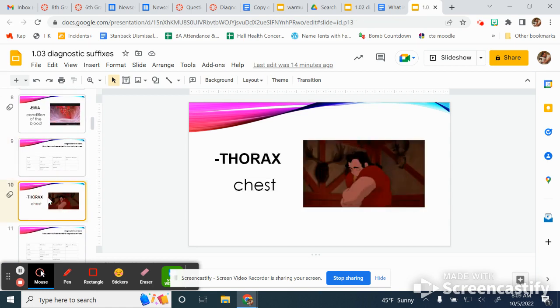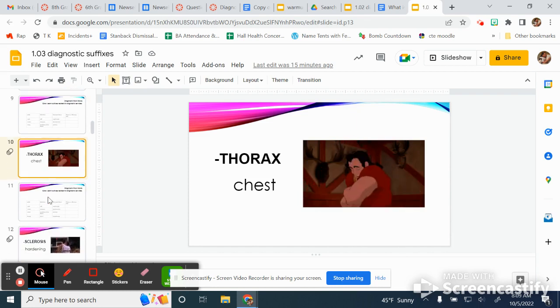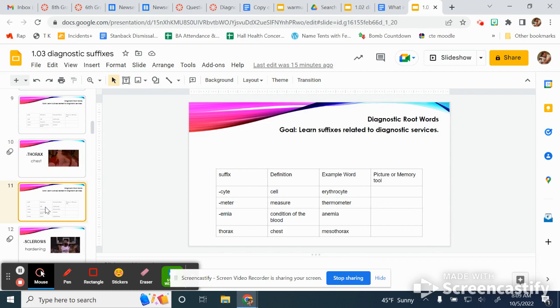Next suffix is thorax, which means chest. If you're this creature, I don't know his name. It's like a garçon or something. Don't judge me on my Disney lack of knowledge. Okay, so thorax means chest. Mesothorax. I don't know if we did that in this class or not, but meso means middle. So mesothorax would be somewhere in the middle of the chest.